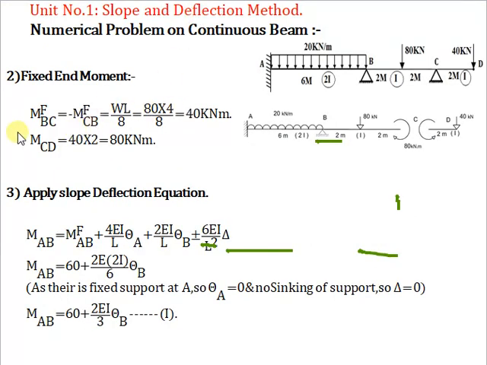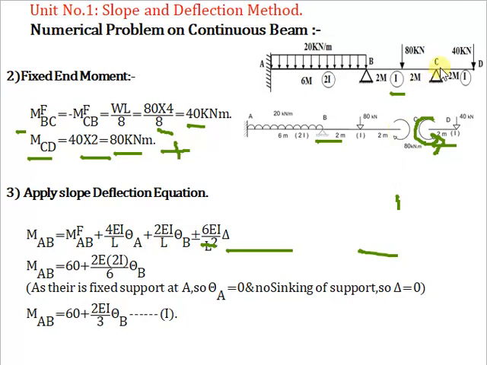As calculations are mentioned here, fixed end moment for the point load at the center is WL by 8, and W is 80, span is 4, divided by 8 becomes 40 kN meter. And for the CD portion, it is a cantilever portion, so we directly get the end moment, that is 40 into 2 as lever arm, it becomes 80 kN meter in an anticlockwise sense, so it is positive.